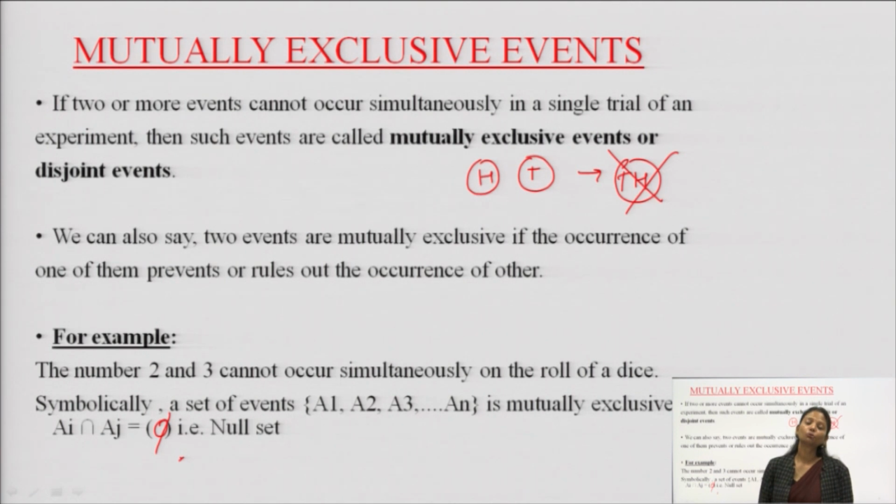We cannot have 2 numbers on a single dice at the same time, but we can have 2 numbers if I have 2 dice and I am rolling them simultaneously. So, on a single dice I cannot have 2 numbers at the same time, so they are mutually exclusive. All the numbers are mutually exclusive when we are talking about a dice.